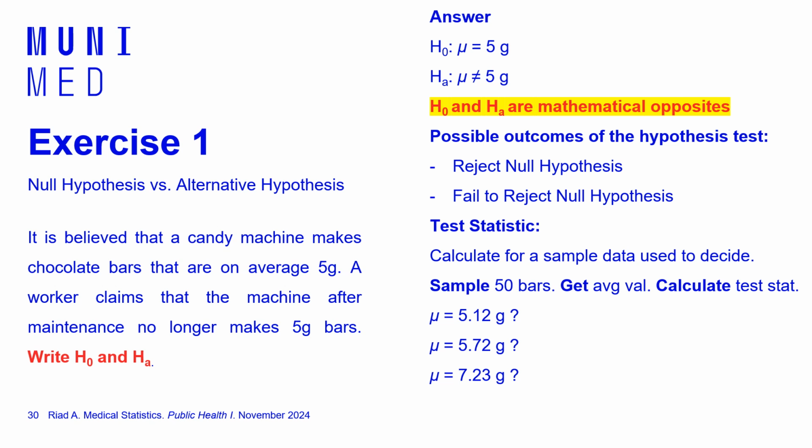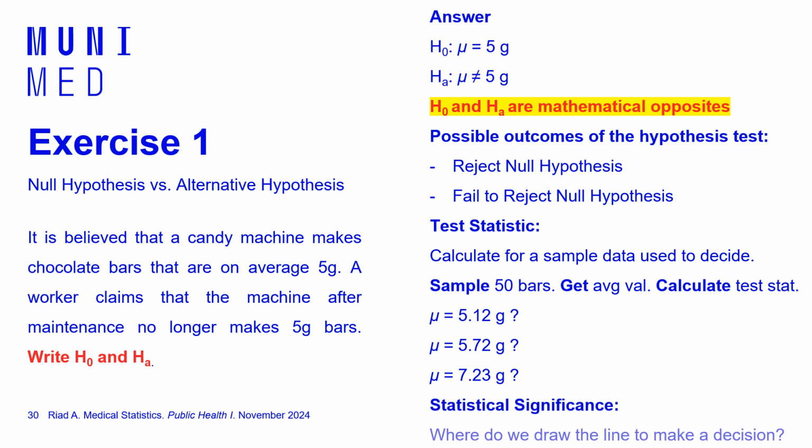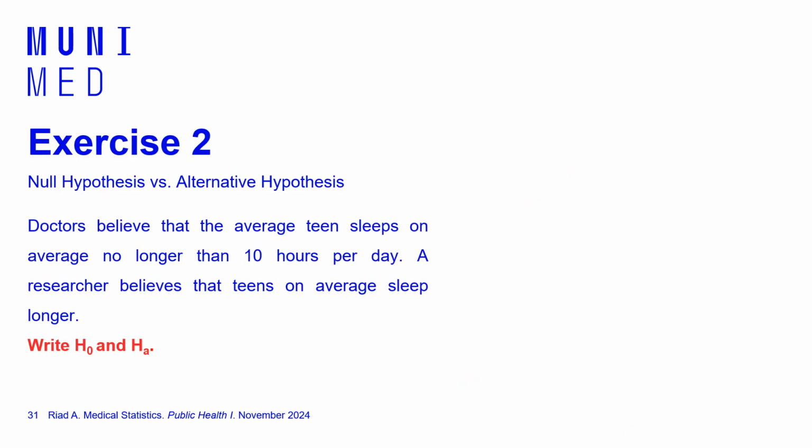But where is the question? Where is the line that we should use in order to decide? And this is exactly the statistical significance that we will see in the next few slides. But before we go to statistical significance, let's see another exercise here. In this exercise, you also need to write down what the null hypothesis is and what the alternative hypothesis is.